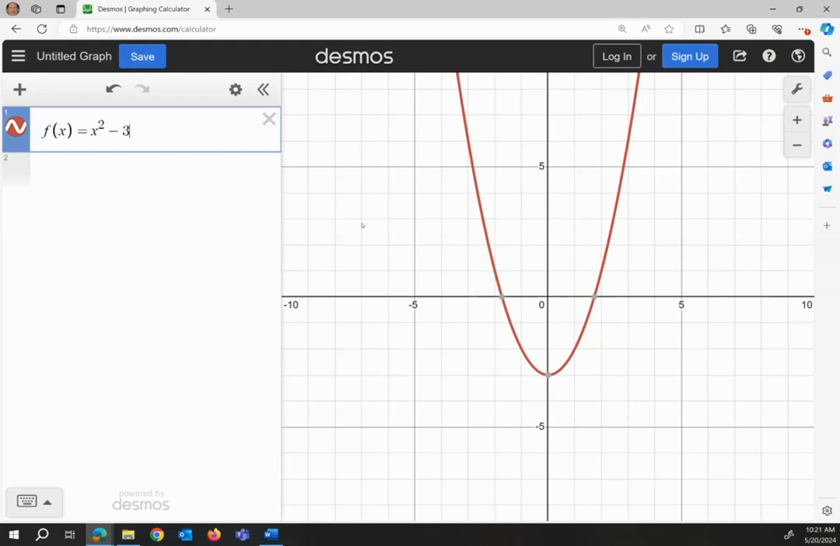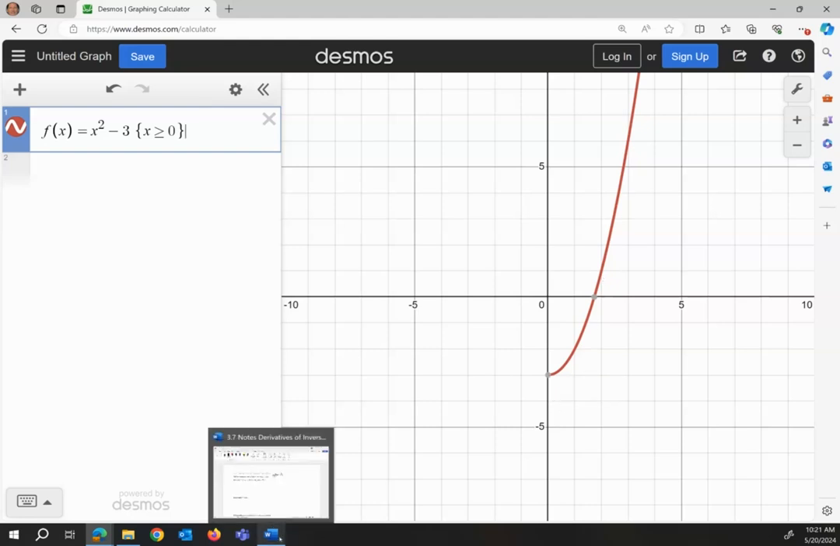But by limiting the x values, I don't know if you remember seeing this, it said x is greater than or equal to 0. By limiting those x values, we've cut out the left side of the graph and we only have this part. We do in fact have an inverse. It is now one-to-one.